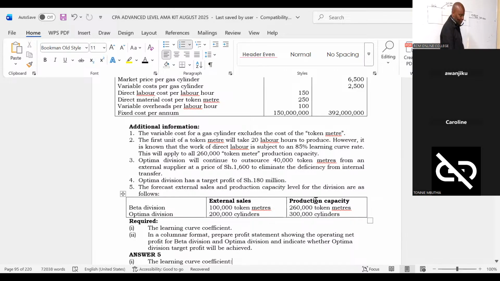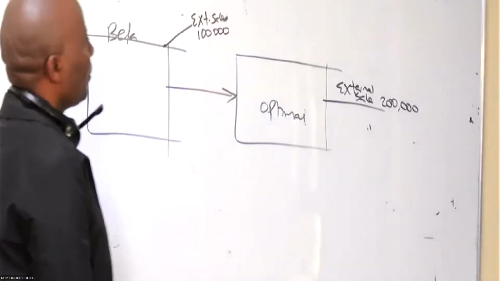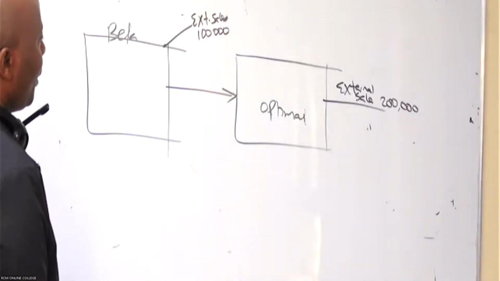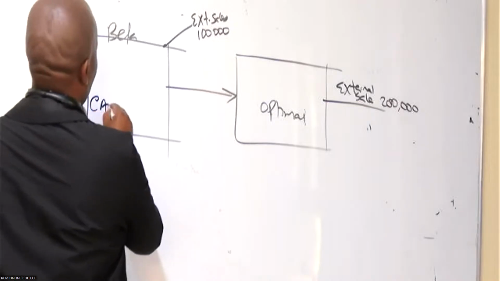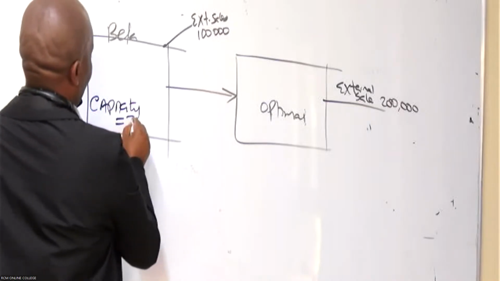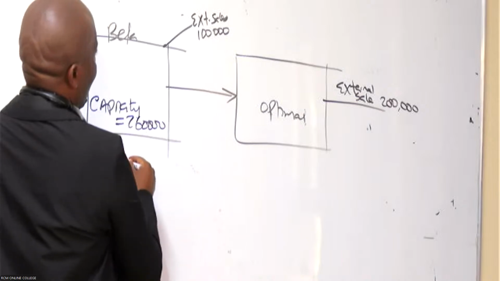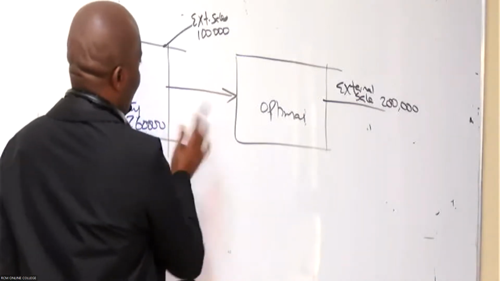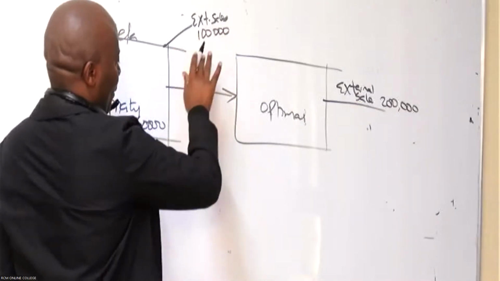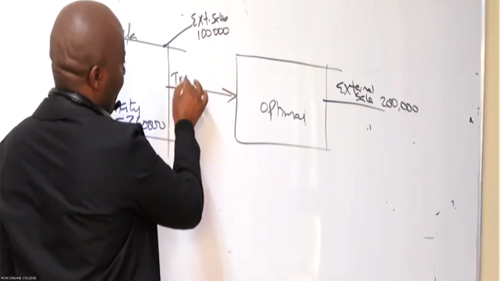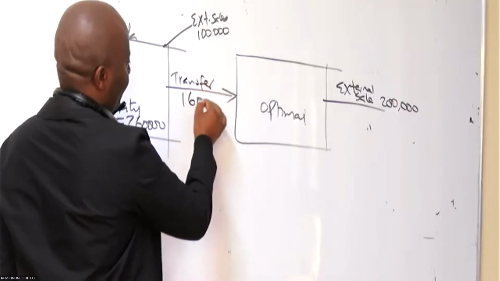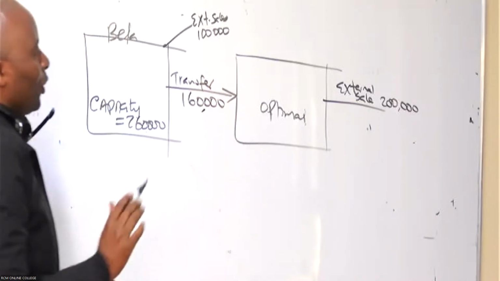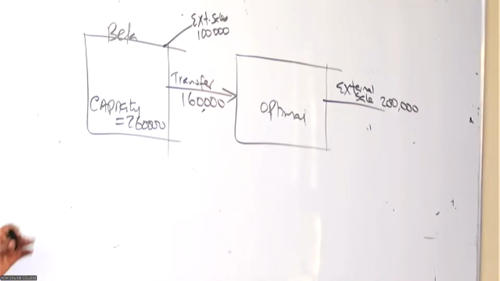And then the production capacity, we can see for Beta, 260,000. Yes, total capacity. Meaning that it can very comfortably, without snatching anyone's business, transfer how many internally? 160,000. It can very comfortably transfer 160,000 without snatching any business.